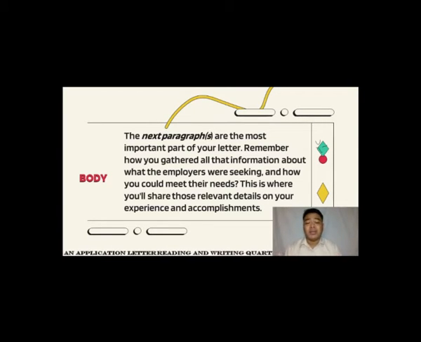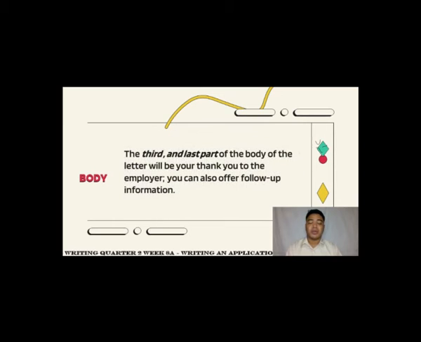Remember how you gathered all that information about what the employers were seeking and how you could meet their needs? This is where you'll share those relevant details on your experience and accomplishments. The third, and probably the last part in case you have a fourth paragraph of the body of the letter, will be your thank you to the employer. You can also offer follow-up information.